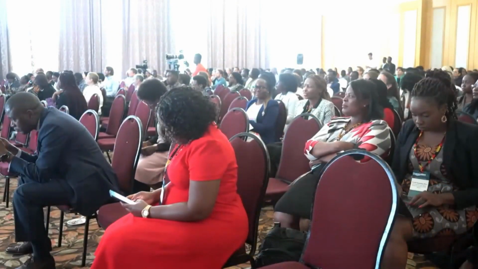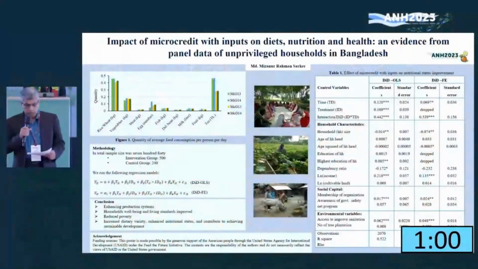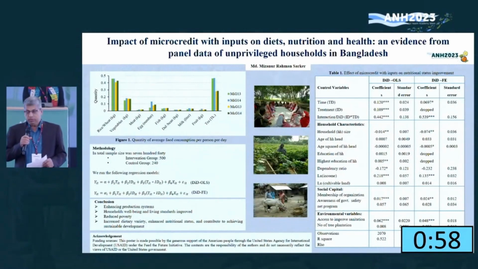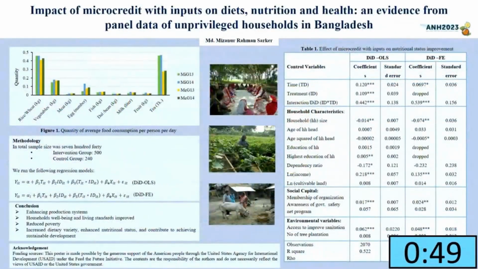M. Mizanur Raman Sarkar, your time starts now. Hello, everybody. Despite the success story of microcredit in Bangladesh, it does not address the poorest women, and for poor women there is no control over the loan. That is why another pilot project was started, microcredit with inputs, such as seed, beef, goat, and poultry also.